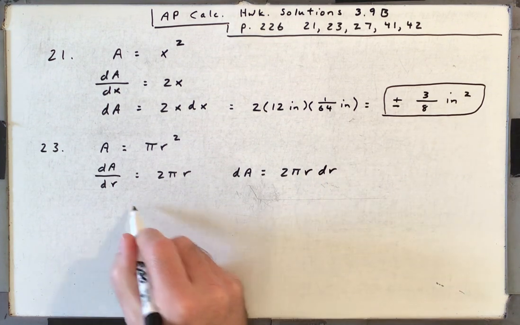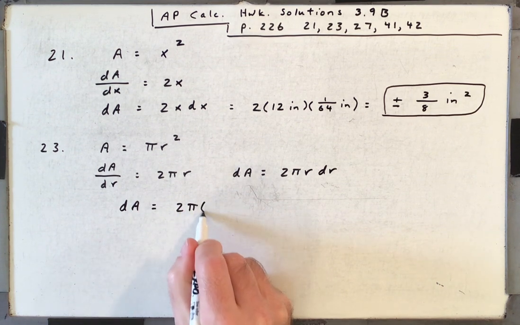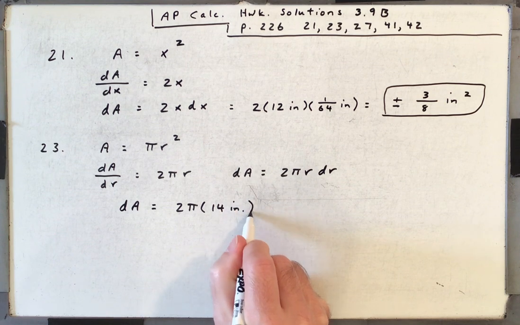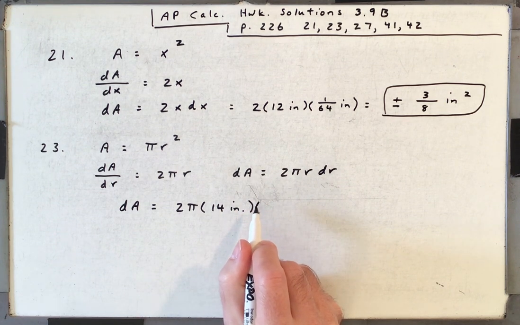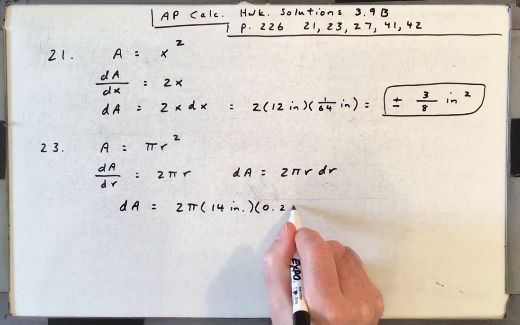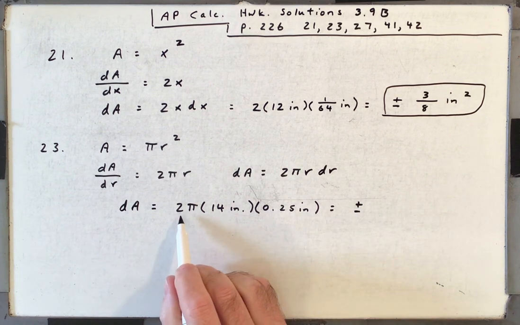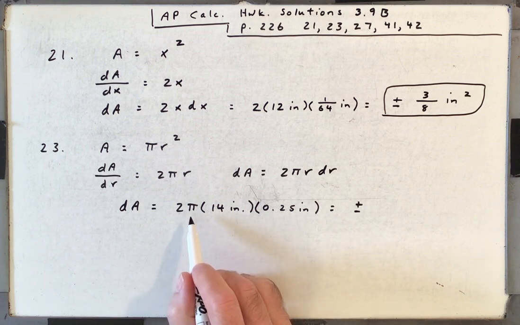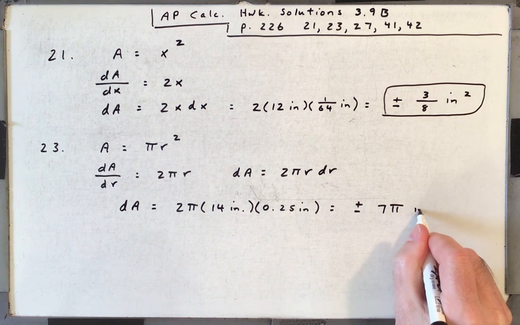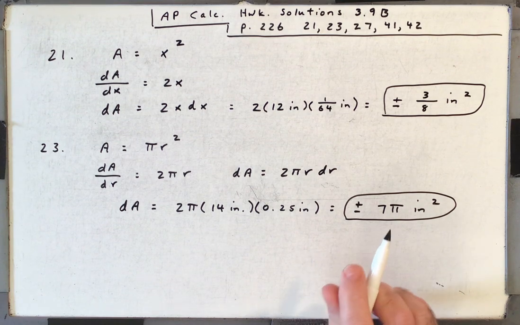All right, so our propagated error, dA, is going to be 2 times pi. The radius is 14 inches. And the error is given as 1/4 of an inch, so I'm going to write that as 0.25. So 2 times pi times 14 times 0.25. I'm going to keep the answer in terms of pi, so that would be plus or minus 7 pi inches squared. All right, pretty cool.